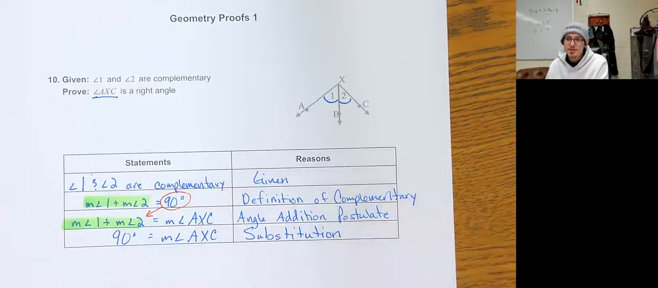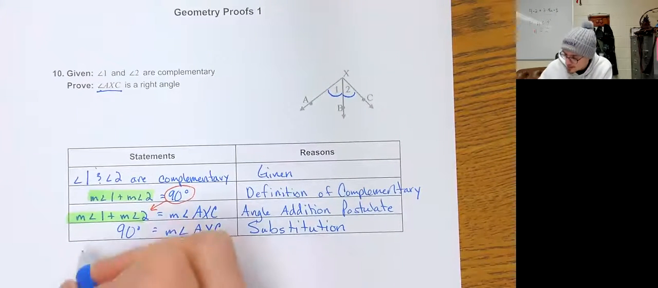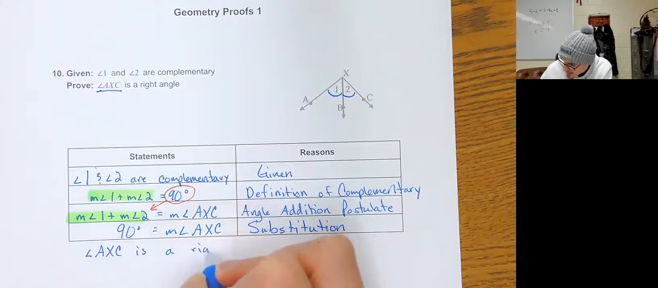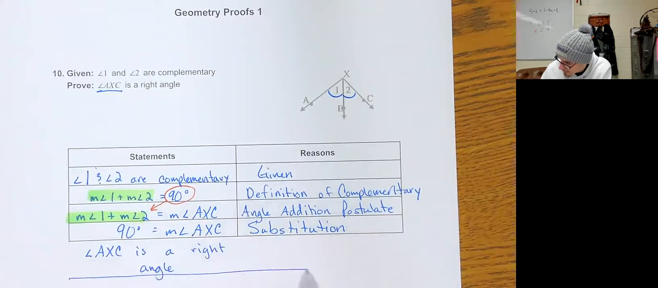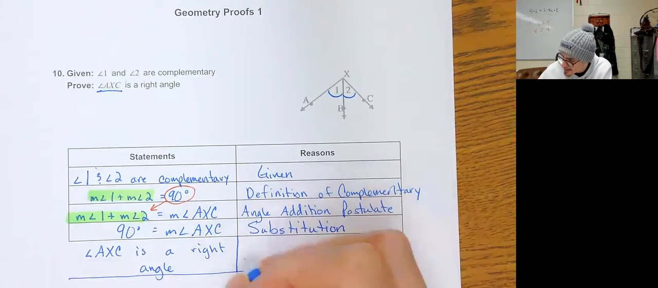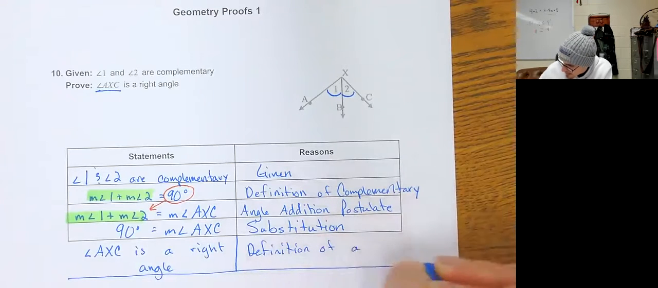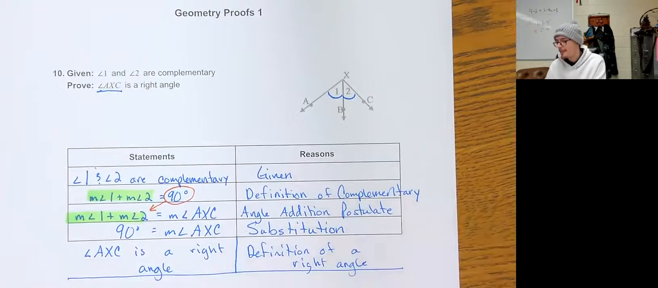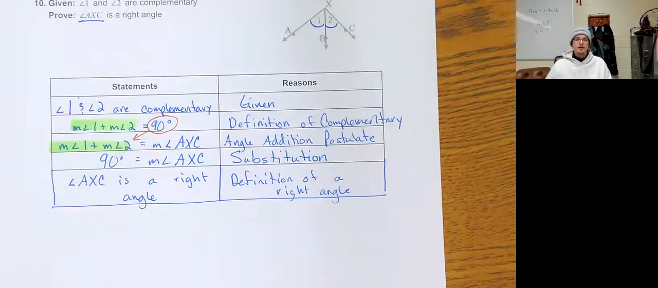Okay, well, if an angle is 90 degrees, what kind of angle is that? Right? What kind of angle is an angle that's 90 degrees? Right angle. So now I can say angle AXC is a right angle. And the reason for that is the definition of a right angle. All right. Number 10, done.